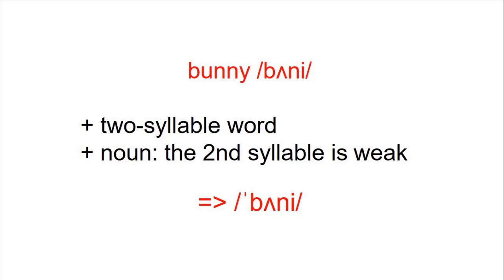First, let's apply the theory to analyze the word bunny. It's a two-syllable word. It's a noun where the second syllable is weak, so it's easy to see that the first syllable, bunny, will be stressed. But let's listen again to how the speaker says the word bunny.